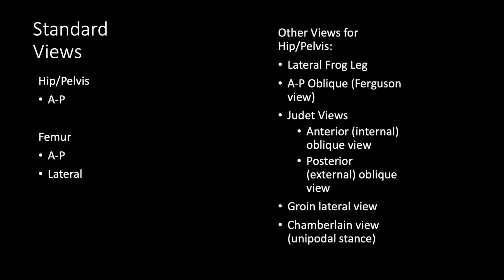This lecture will cover diagnostic imaging of the pelvis and hip. So as we look at the standard views, the hip and pelvis area usually is just a standard AP image. For the femur, specifically, we'll be looking at the AP image and a lateral view. There are also some other views for the hip and pelvis, such as the lateral frog leg and AP oblique for the pelvis, Judet views for the anterior and posterior views, a groin lateral view, and a Chamberlain view in single leg stance.